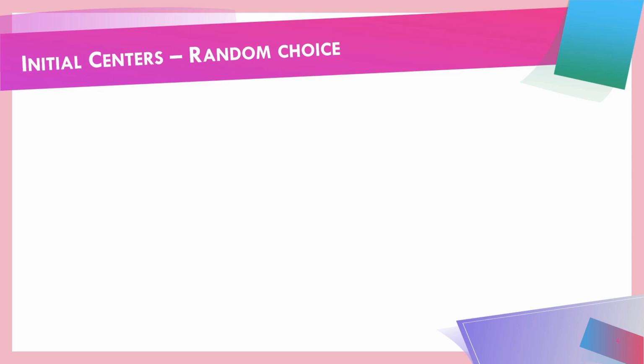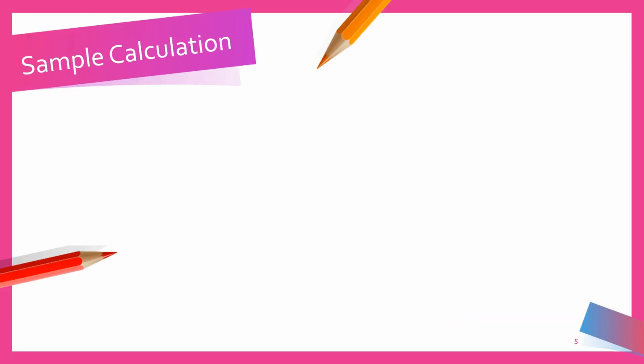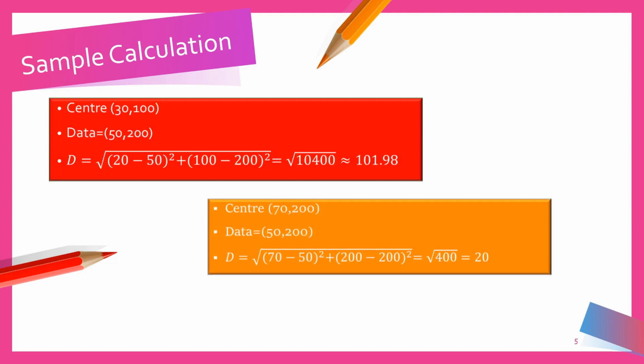As we need two clusters, cluster centers are randomly chosen. They are 30, 100 and 70, 200. As k-means calculates the distance, sample calculation of Euclidean distance is shown here. Let us take the first data point 50, 200 and first cluster center 30, 100 for the calculation. For the example given, it is the square root of the sum of squares of the differences in income and pending loan.